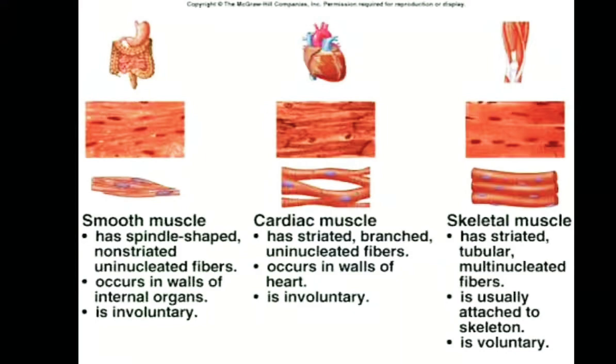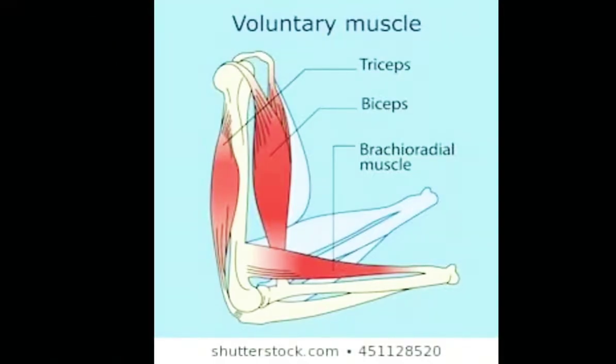Now let's see in detail what voluntary muscles are. Voluntary muscles are the muscles that are under our control. As the name suggests, voluntary means which are under our control and which we can move with our own free will. Now, muscles in our arms and legs are examples of voluntary muscles.